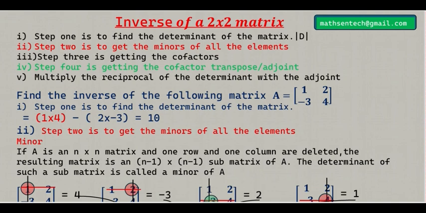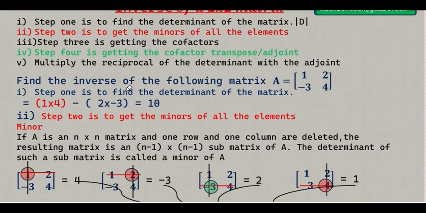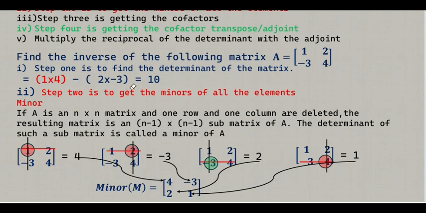Now let's do a practical example to find out how to get the inverse. Find the inverse of the following matrix A, and A is 1 2 negative 3 4. The first step is to find the determinant. I hope you remember how you find the determinant. It's multiplying the elements on the principal diagonal minus multiplying the elements on the alternate diagonal. So 1 times 4 minus 2 times negative 3, which equals 10. So our determinant becomes 10. We had already tackled that in our previous class.